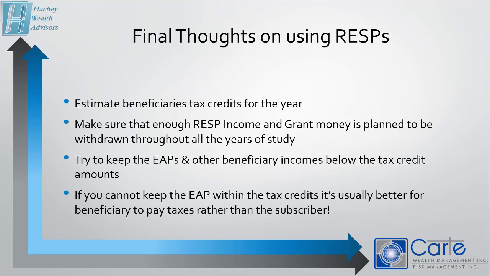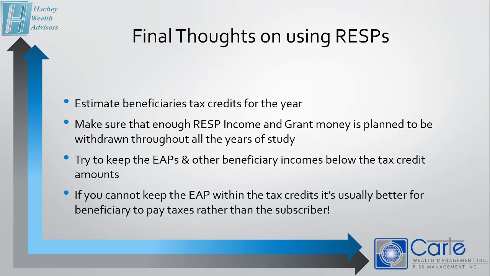Make sure that enough RESP income and grant money is planned to be withdrawn throughout all the years of study. So whether they're studying for 4 years or 8 years, keep a close eye to make sure that you withdraw from the grant money first and then the RESP income money next, such that all of it gets used by the beneficiary, your child, throughout their post-secondary career.